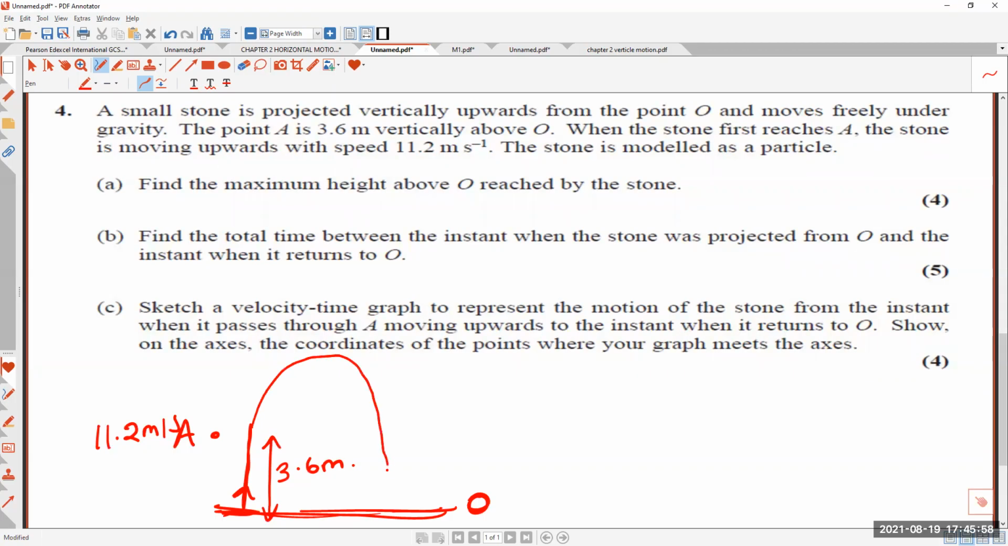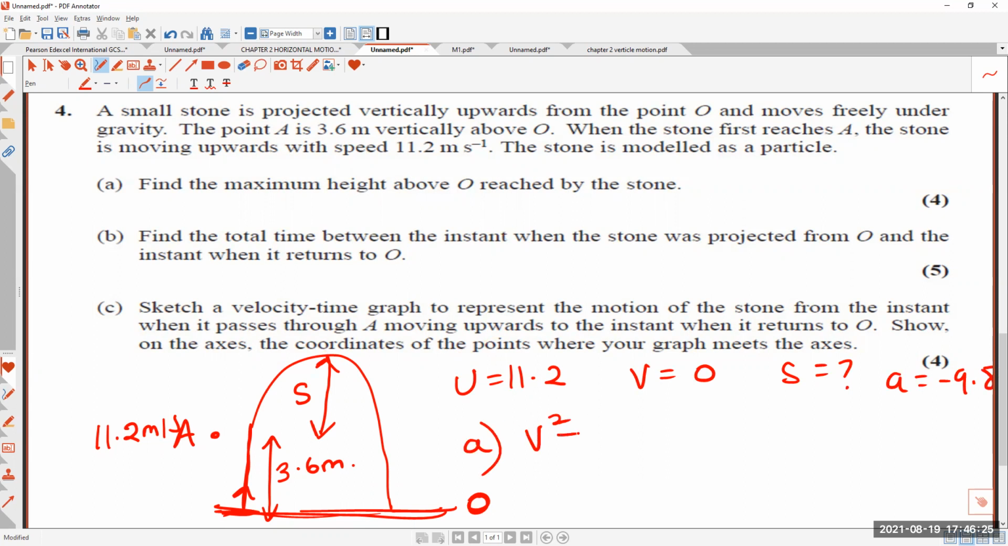It doesn't go like this and come back. If I want to find the maximum height, I want to find this maximum height s. So what's your initial velocity? 11.2. What's your final velocity? 0. What's your s? Question mark. What's your a? Minus 9.8. Clear? Which formula? V square is equal to u square plus 2as. V is 0, u is 11.2 square plus 2as.